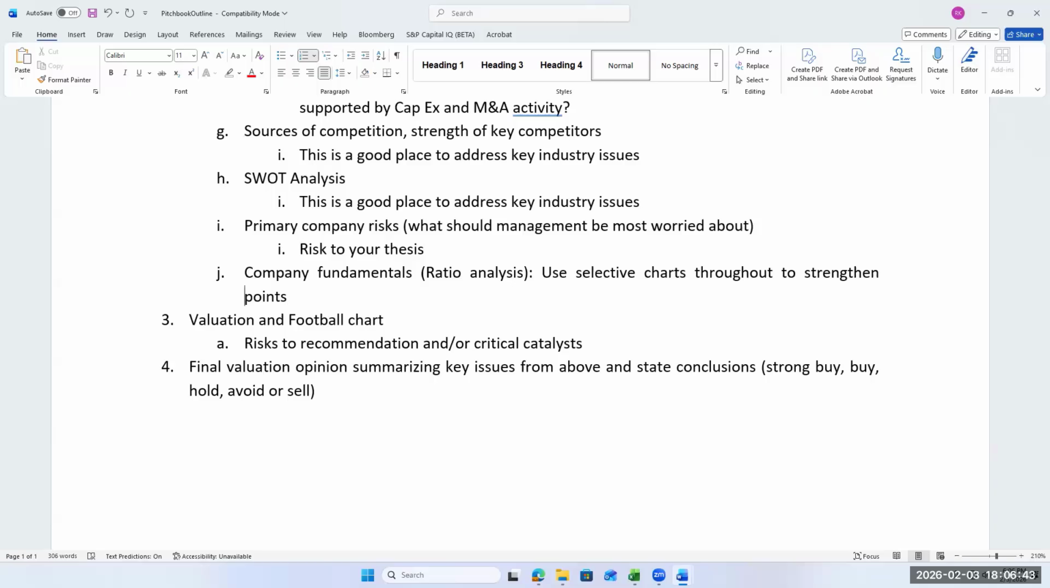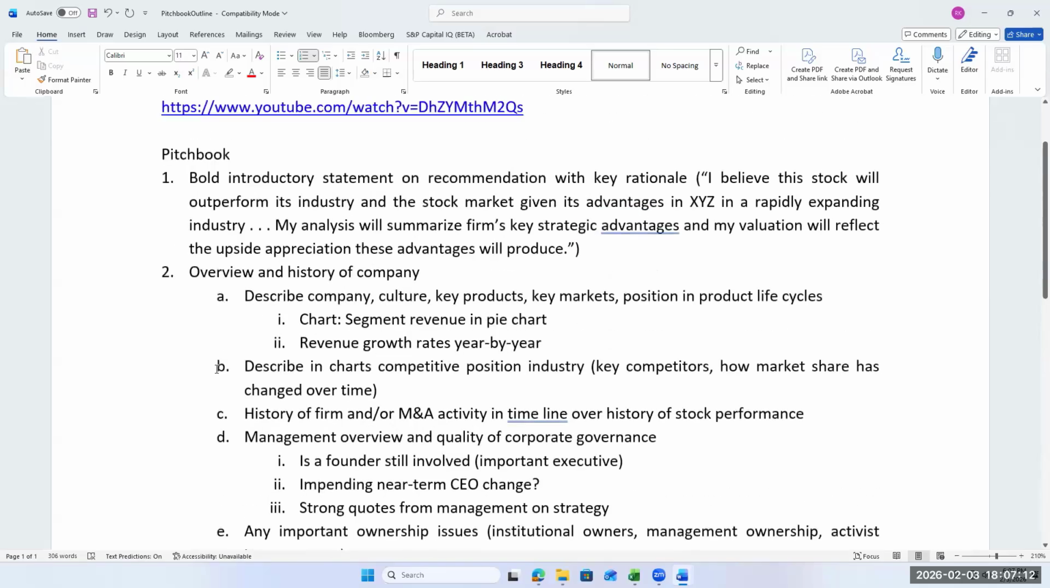We'll talk tonight about company fundamentals. Last semester, I thought some of your presentations were really lacking in some charts on fundamentals, whether it's margins or return on capital or something that shows what's happening over time, and also versus competitors. I'll show you the chart today. A lot of these charts are already built, so you have it. We'll talk about the valuation model tonight, and then your final opinion. So that's what you're doing.